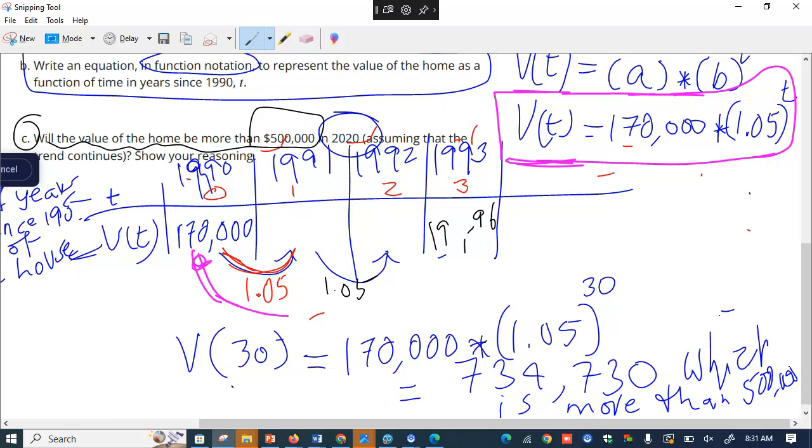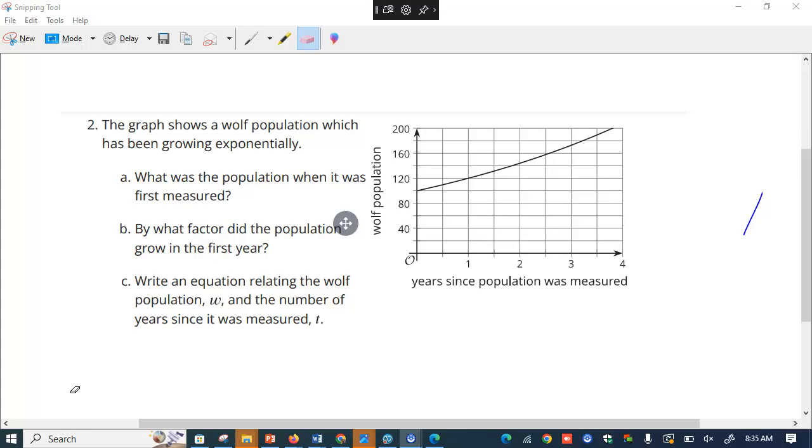Okay, so it's more than 500,000. So I hope I made sense to you. That was a beautiful question, and let's go to another question. I'll just pause it so that I can figure out on it. Okay. So this is the practice problem, second question.